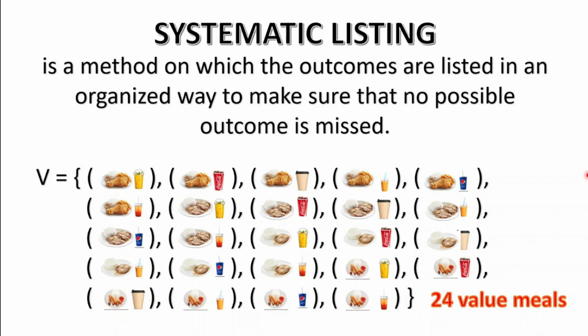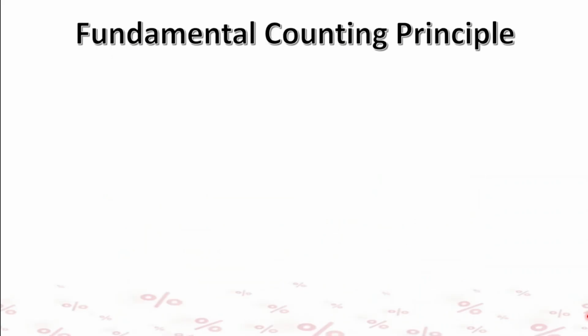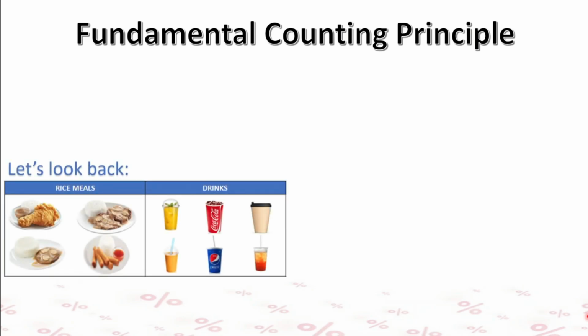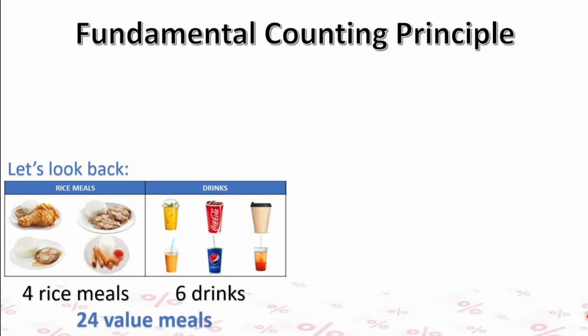outcomes. But what if we only need to know how many there are? If we actually don't need to list all of them and just need the answer of how many there can be, then we use a different method. Let's look back on where this all started from. Okay, we started from 4 rice meals and 6 drinks. And whatever tool or method we used, we ended up with 24 value meals.